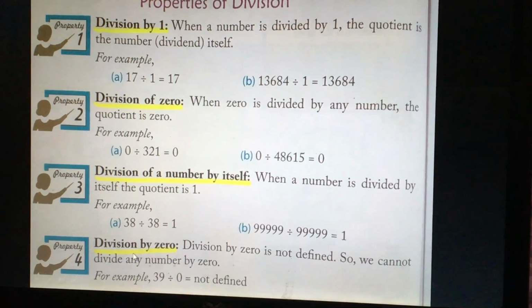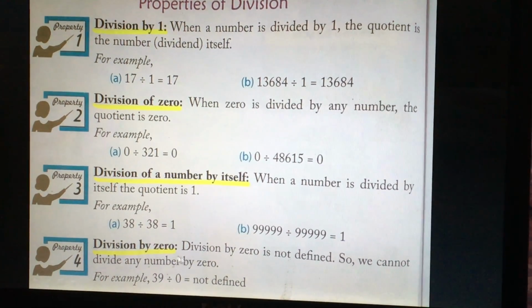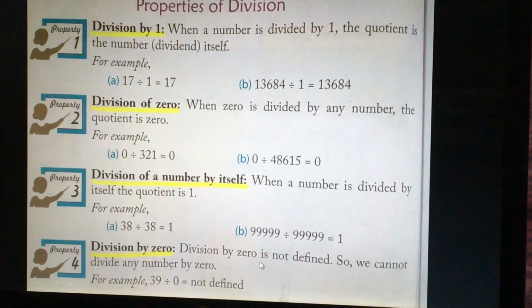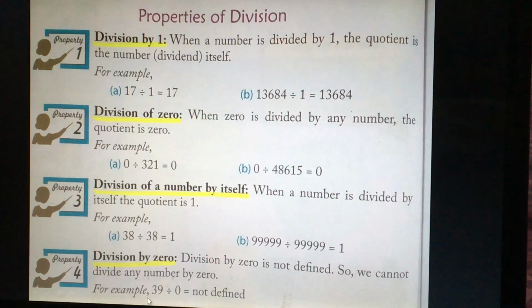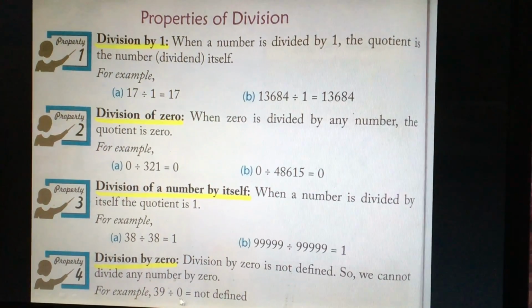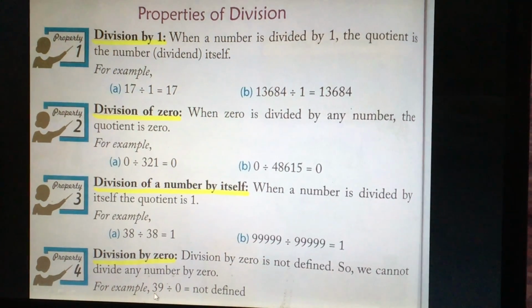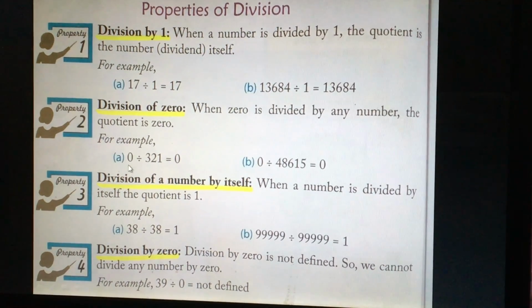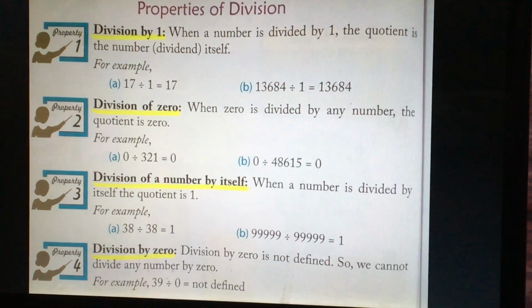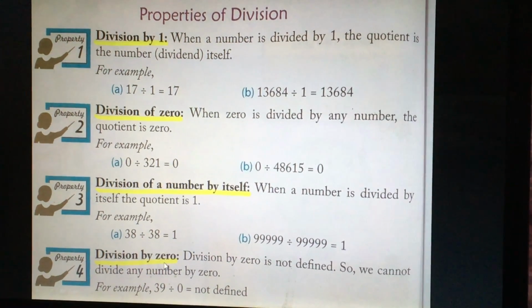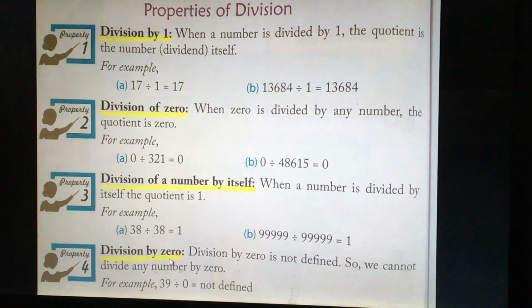Next property, property 4, division by 0. Now division by 0 is not defined. We cannot divide any number by 0. 0 can never be the divisor. 0 can be divided, 0 can be the dividend, but 0 can never be the divisor. Division by 0 is not defined. It is meaningless.